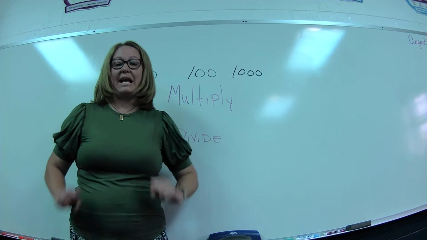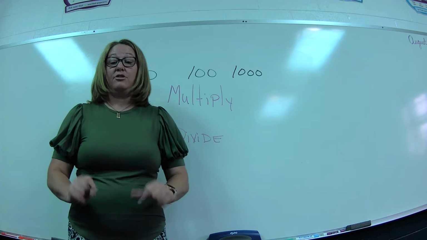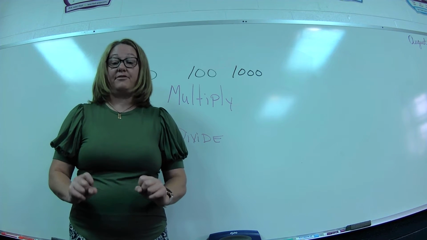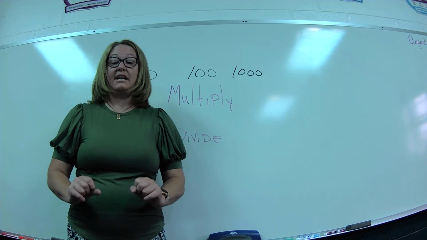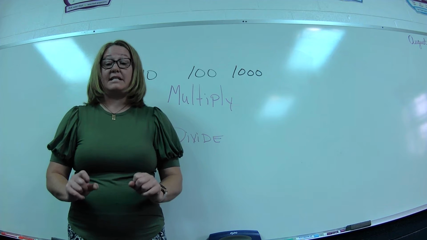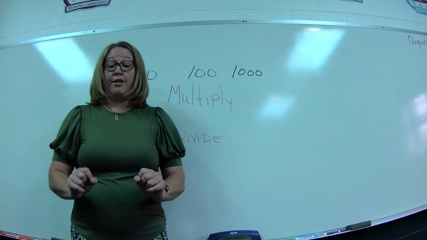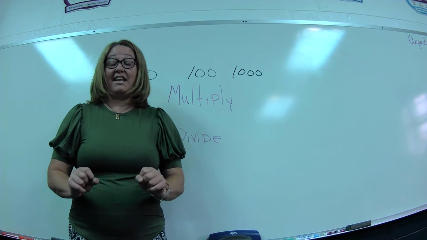Alright, first we're going to start by counting by tens. Let's count from 10 to 100. Here we go. 10, 20, 30, 40, 50, 60, 70, 80, 90, 100. Let's count backwards. 100, 90, 80, 70, 60, 50, 40, 30, 20, 10, 0.